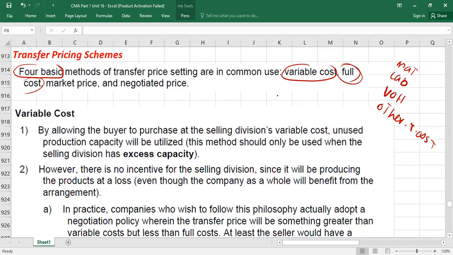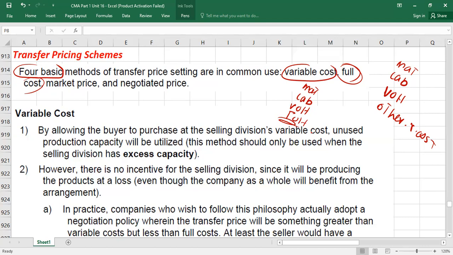But full cost includes what? Full cost may include cost of material, labor, variable overhead, and fixed overheads also. It is about pure production cost we are talking about. So if you add all these costs, this is called full cost. Variable cost includes all variable costs, which we also call incremental cost. And full cost includes variable production cost plus fixed production cost.